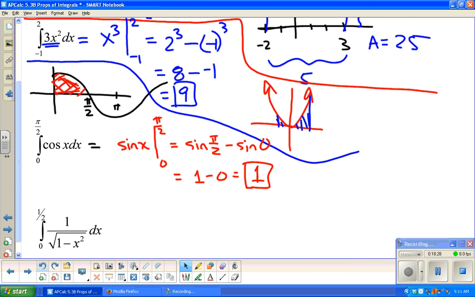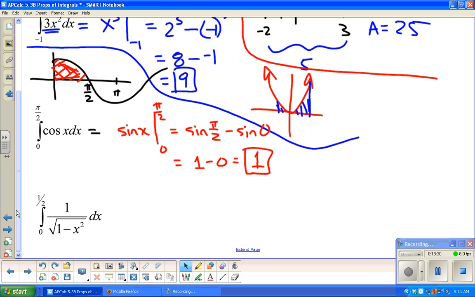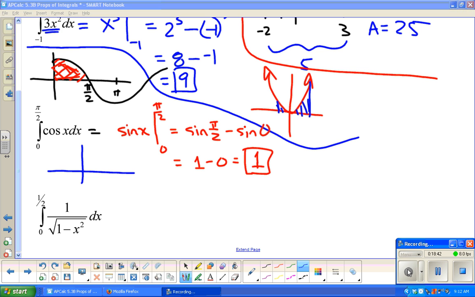All right, one more of this, and then we're going to cut you loose. All right. I want the area of 1 over the square root of 1 minus x squared between 0 and 1/2. Well, what the heck does that look like? Well, just graphing it, actually, I just did this in the calculator.